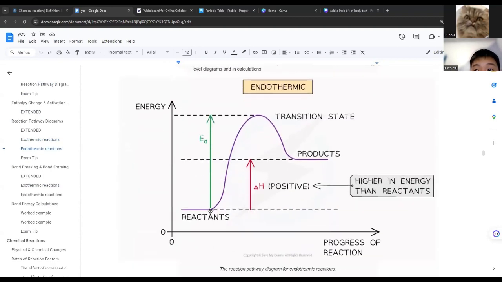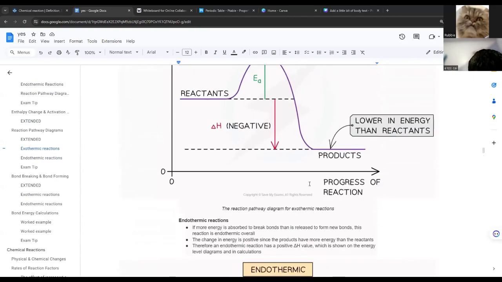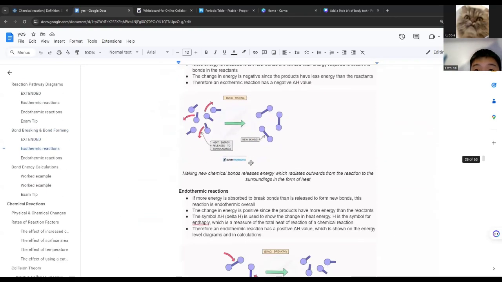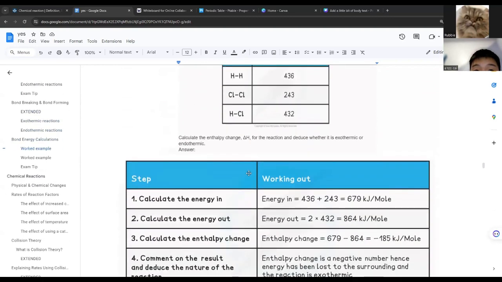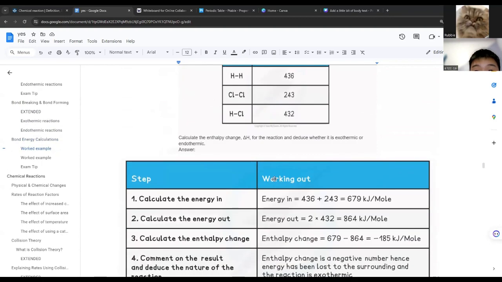The activation energy is the entire thing. The delta H, or the enthalpy change, the difference in energy, is this red arrow here, and it's positive. For exothermic, it's negative. Now bond breaking, bond forming. So H2 plus Cl2 to form 2HCl.